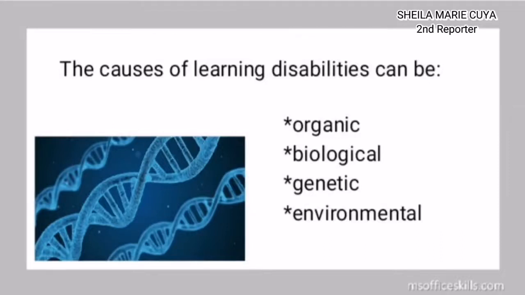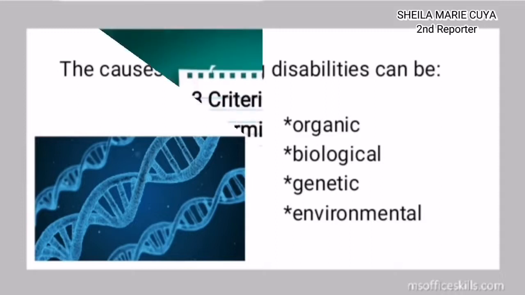This means that the causes of learning disabilities can be organic, biological, genetic, or environmental. The organic and biological factors are traced to the central nervous system, particularly the brain. But mostly, the cause of learning disabilities is still unknown.